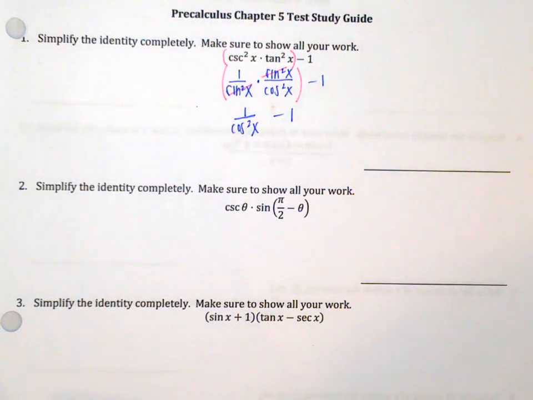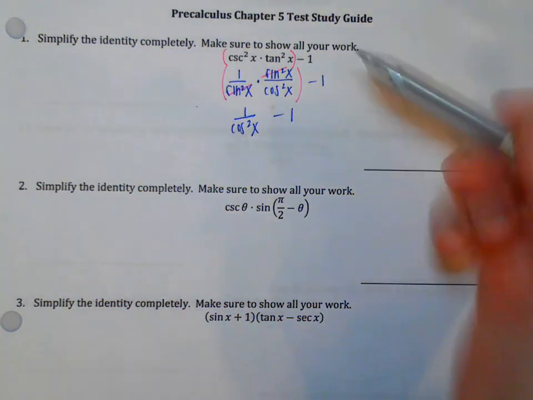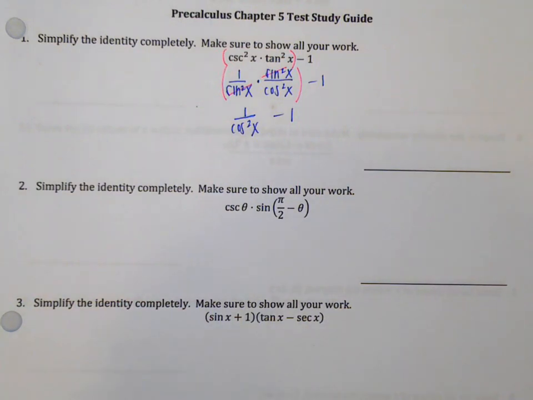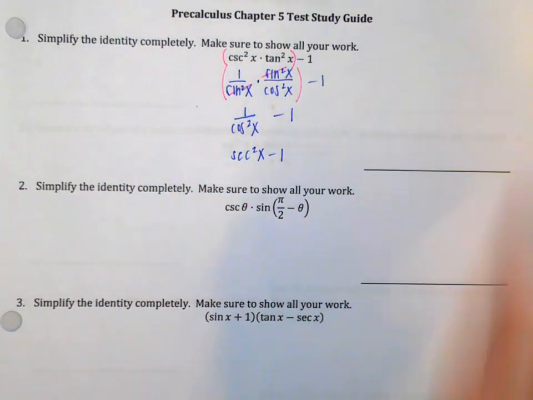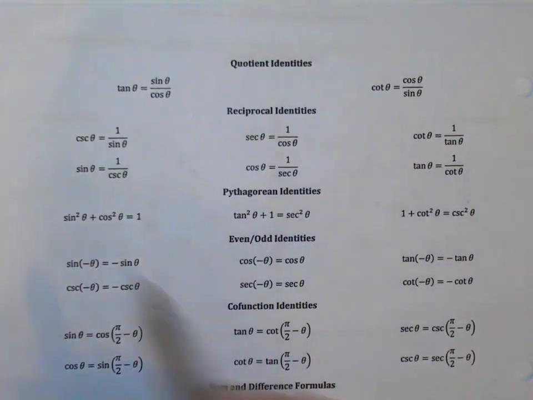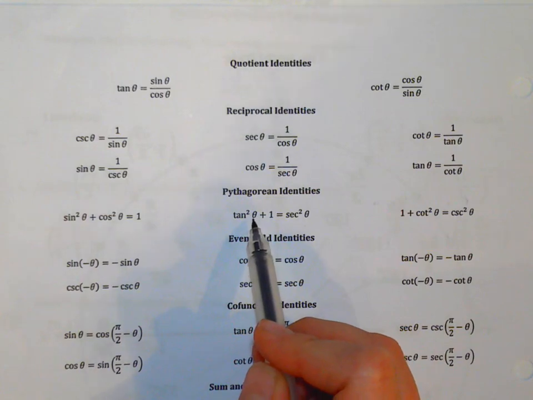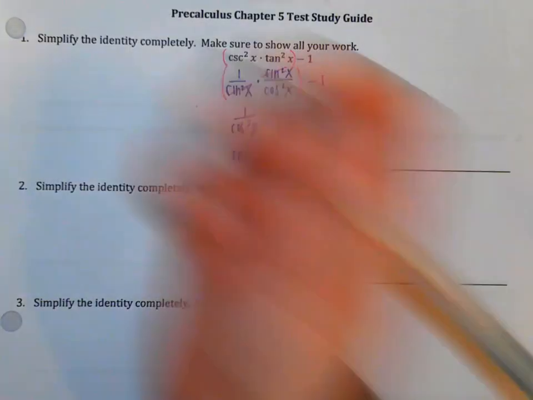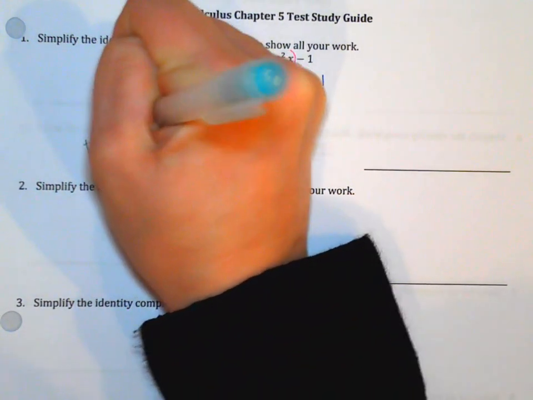Now at this point, if you want, you can get a common denominator. But what I did was think, 1 over cosine squared is actually secant squared, and that's one of my identities. So I went to my identity sheet, looked at my Pythagorean identities, and went specifically for this one: tangent squared theta plus 1 equals secant squared theta. I'm just going to write that one on the side.